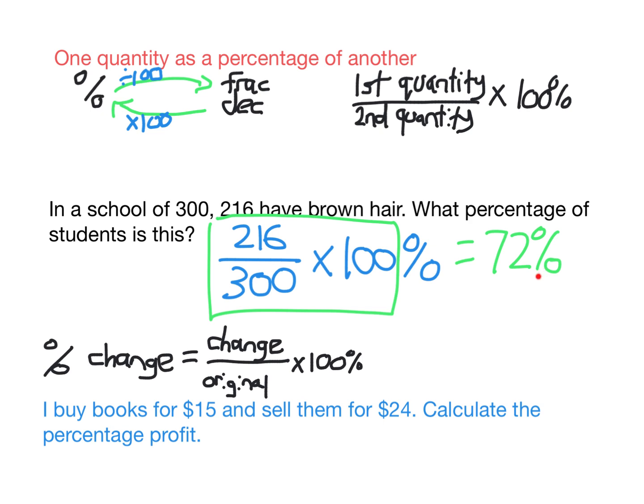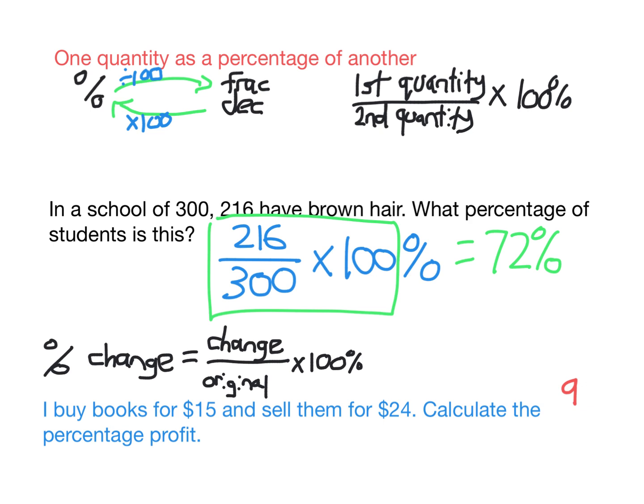We write percentages and use them because they make for easy comparisons. Now we can use one quantity as a percentage of another to calculate the percentage change. So let's say, for example, I buy books for $15, sell them for $24. We're going to calculate the percentage profit. So the profit is just the difference between how much you sell and how much you buy something. It's the difference between the selling price and the cost price. So in this example, the profit is 9. That is the change. That's what we mean by this formula here. The price has changed from 15 to 24. It's gone up by 9.